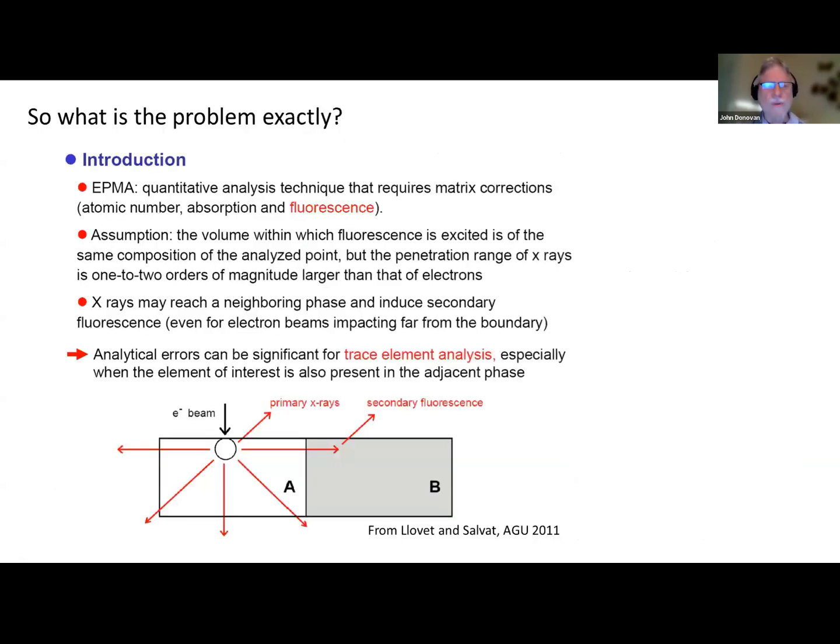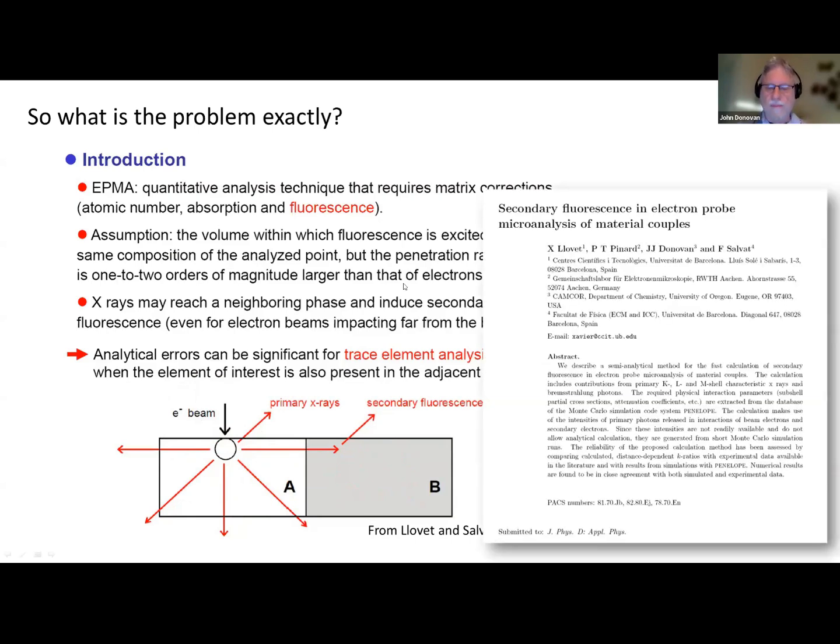Okay, so what's going on? The important point is that you can have a beam incident on a material. Your electron beam comes in and the electrons are in an interaction volume, but the X-rays, including the characteristic X-rays but also the continuum X-rays, go in all directions, isotropically. If you happen to be near another phase, what we call the boundary phase, then you can get secondary fluorescence emitted from that material.